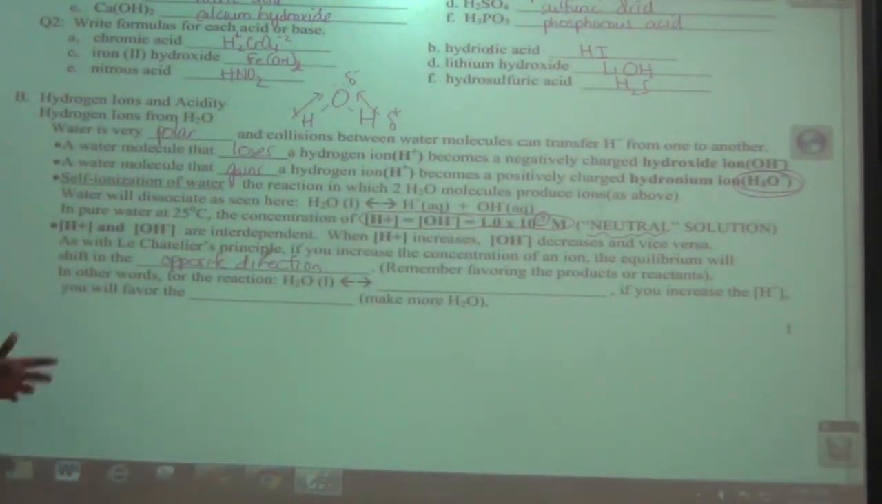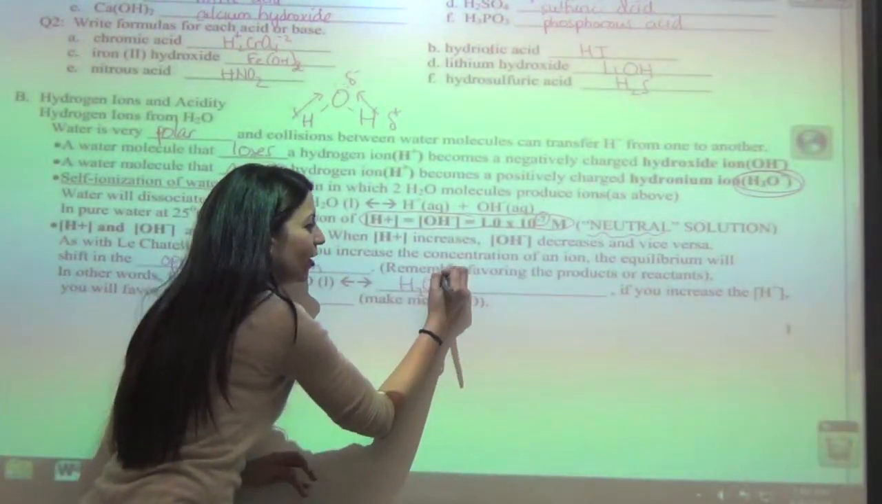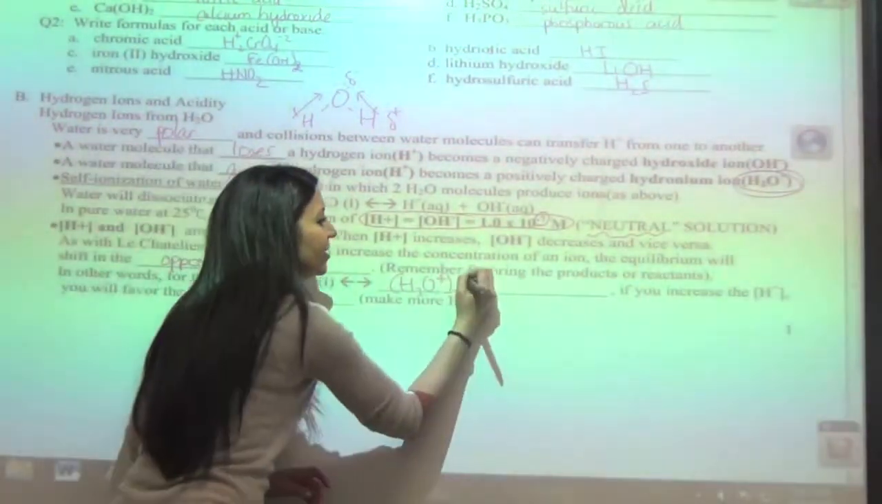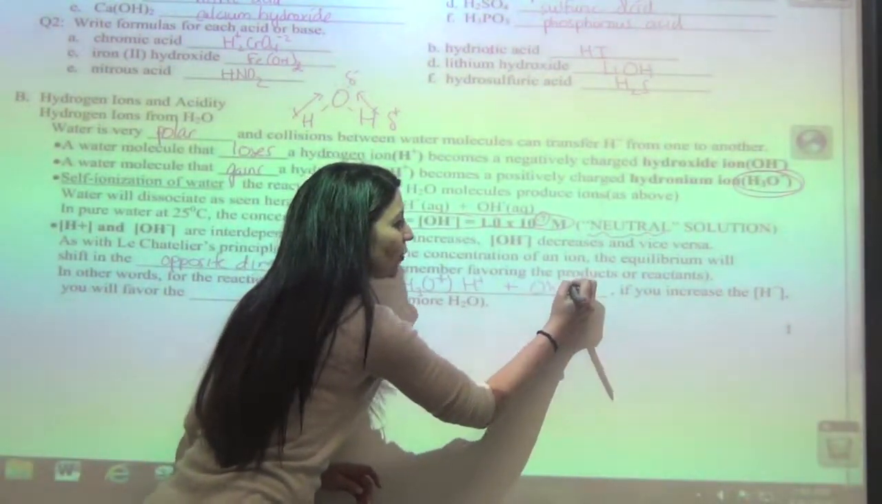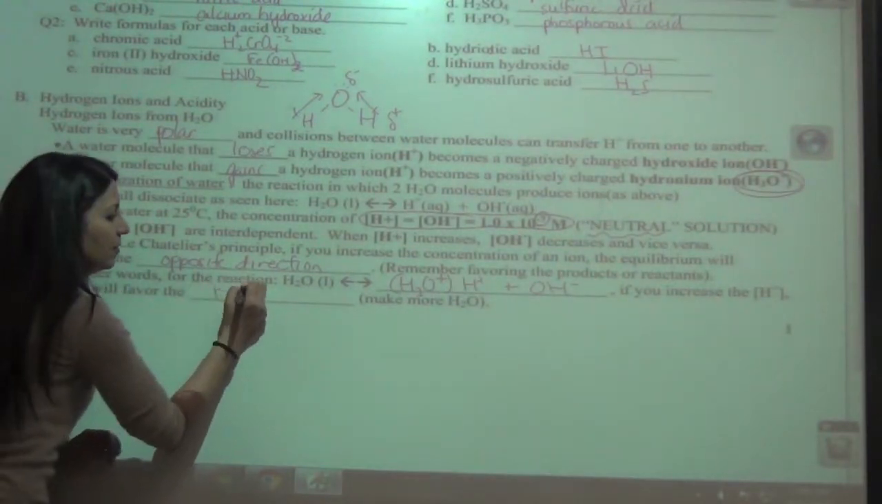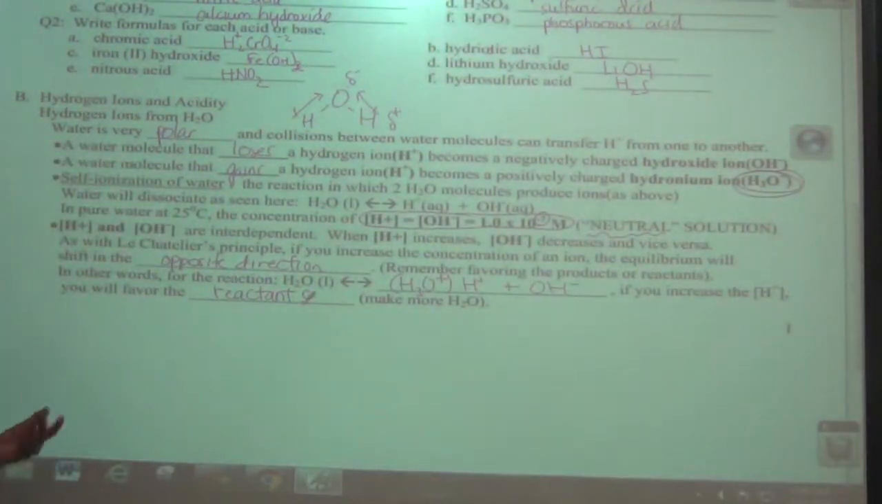In other words, for the reaction, now we are going to write it as H3O plus, but we'll put it in parentheses, okay? So we'll say H plus plus OH minus. If you increase the H plus, then what will you end up favoring? The opposite side, which is the reactants, meaning that you'll end up making more water.